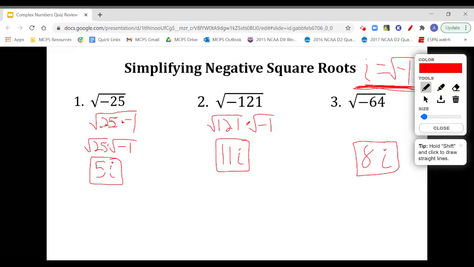Okay, but if it helps you, or it's at least nice to go back and double check, right? I can break negative 64 into positive 64 and negative 1, and then you'll see how root 64 becomes 8 and how root negative 1 becomes i.